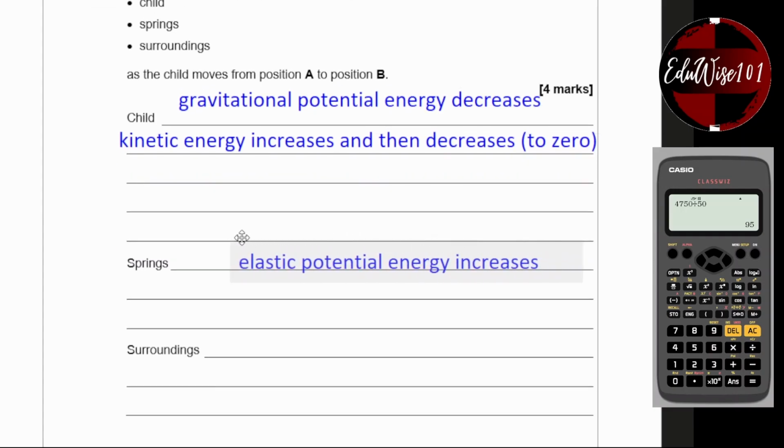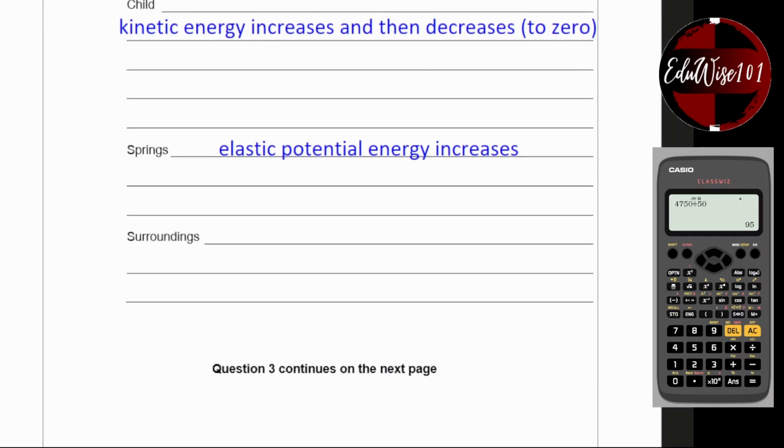So in the springs, elastic potential energy increases. And what about the surroundings? Well, some of the energy is lost as thermal energy. So the internal energy store of the surroundings increases, meaning the thermal energy of the surroundings increases.